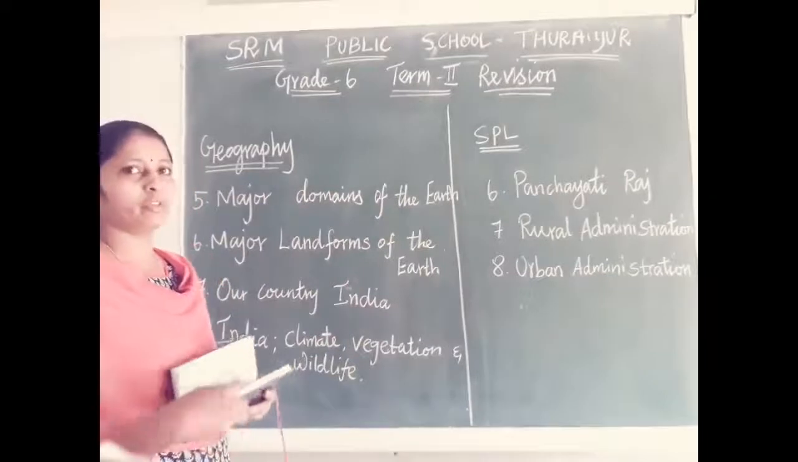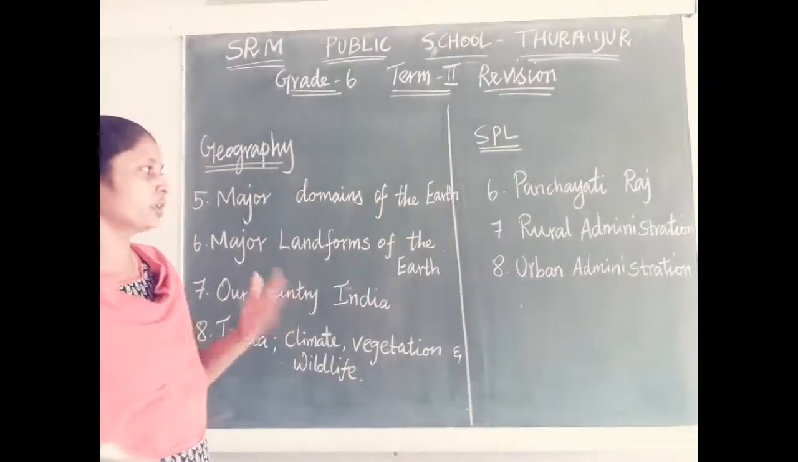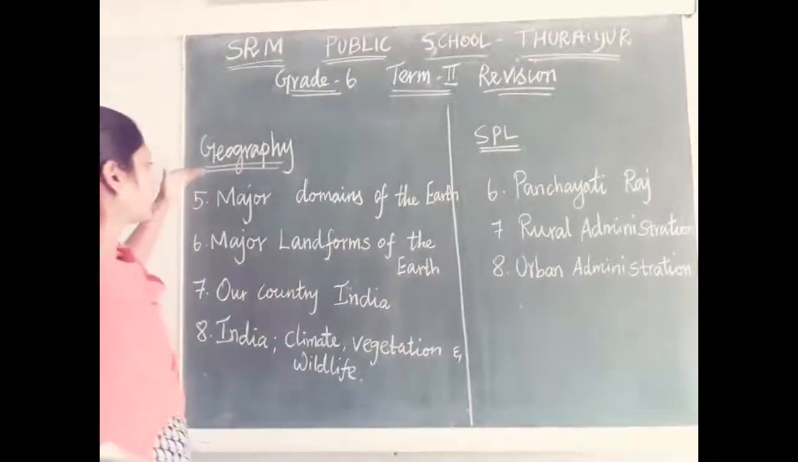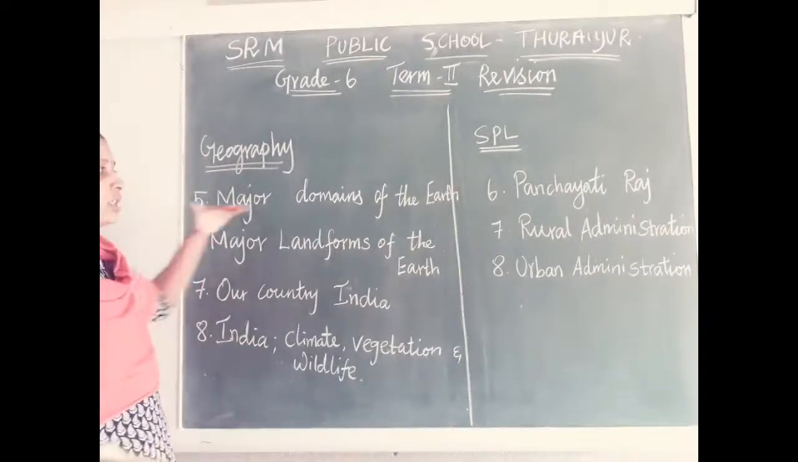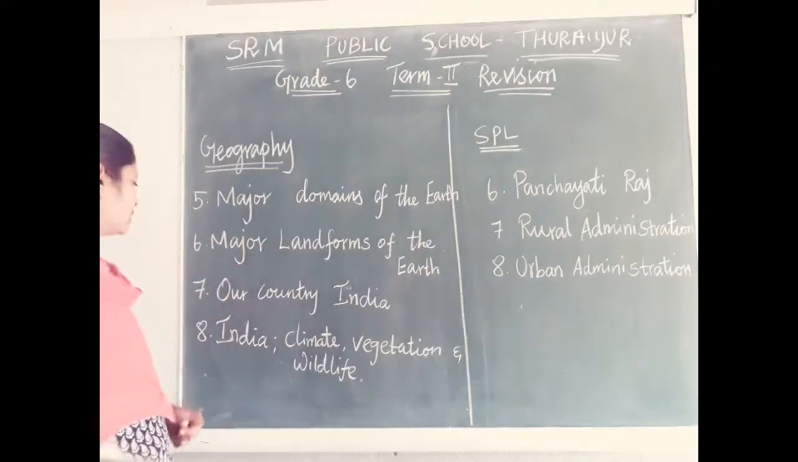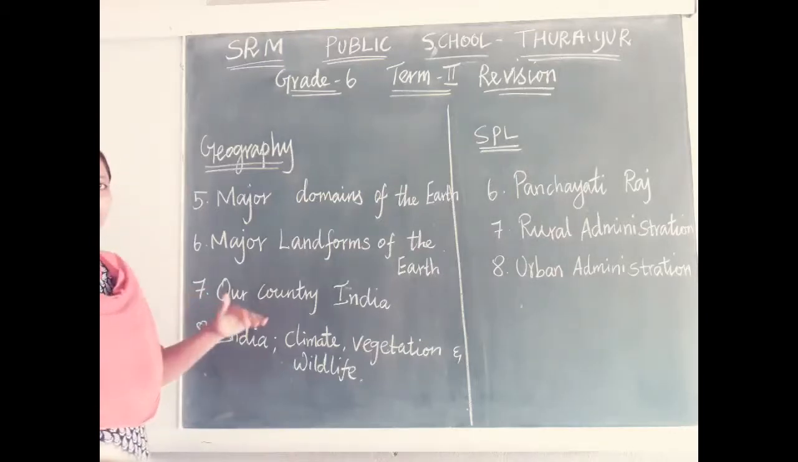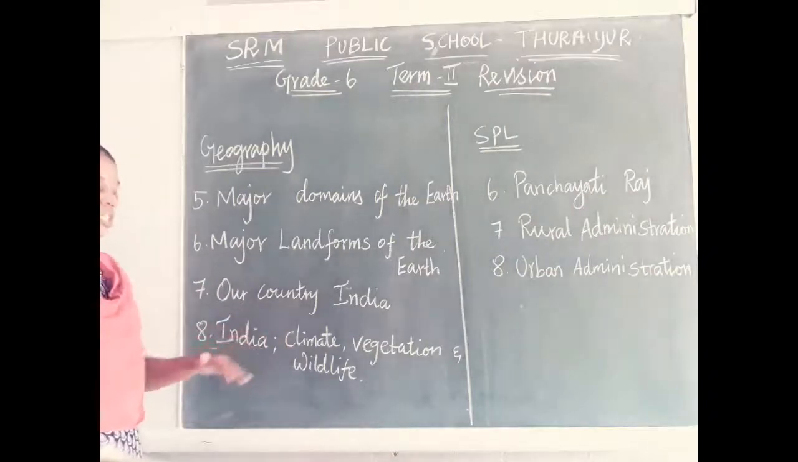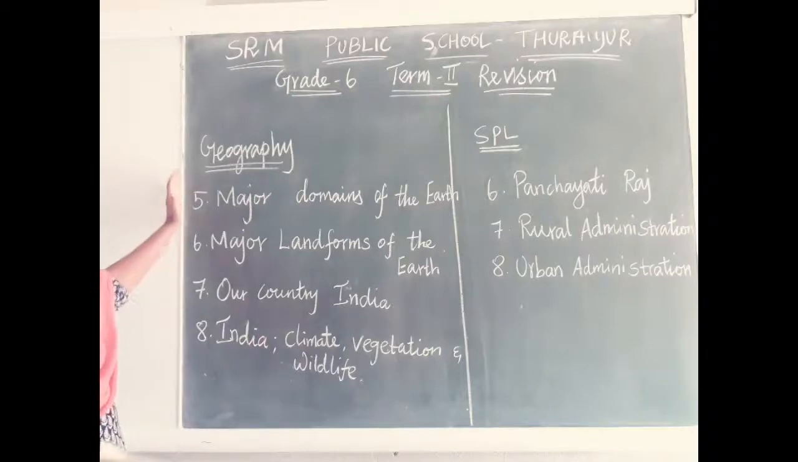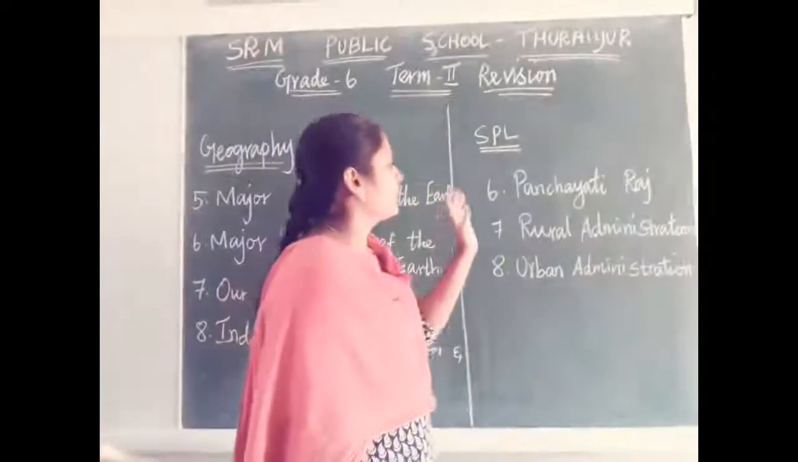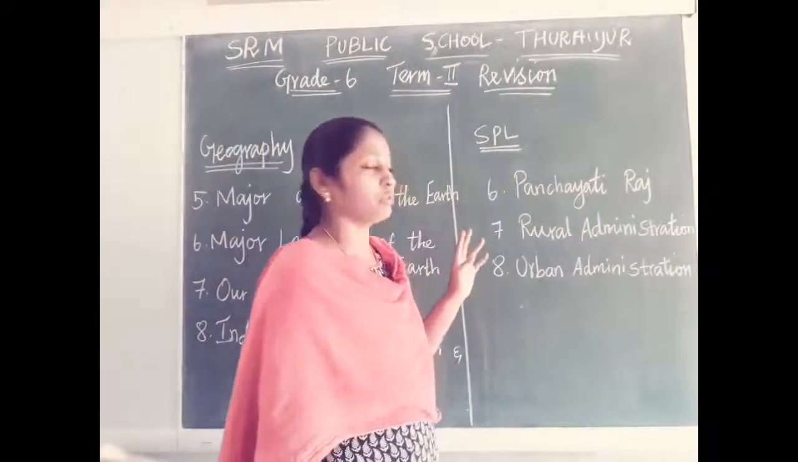So before moving to revision, the portion you are going to write for the Term 2 exam is: geography, 5th lesson, major domains of the earth, 6th lesson, major landforms of the earth, 7th lesson, our country India, and 8th lesson, India: climate, vegetation and wildlife. So in geography you have to read 4 lessons, and in SPL we have 3 lessons.